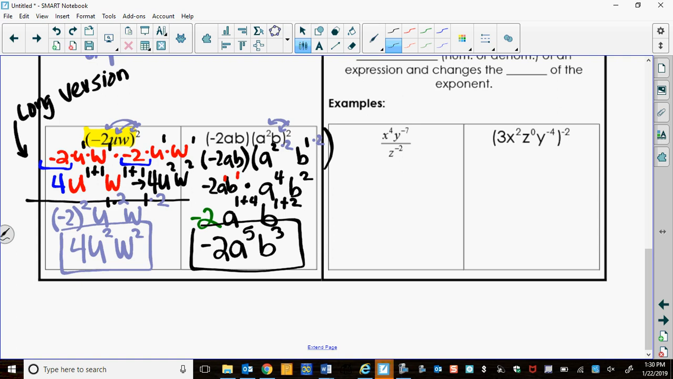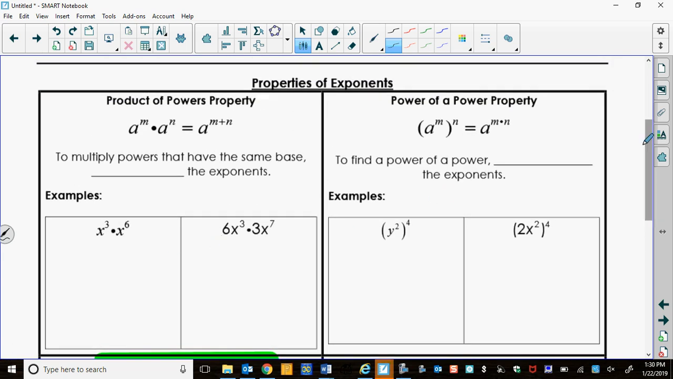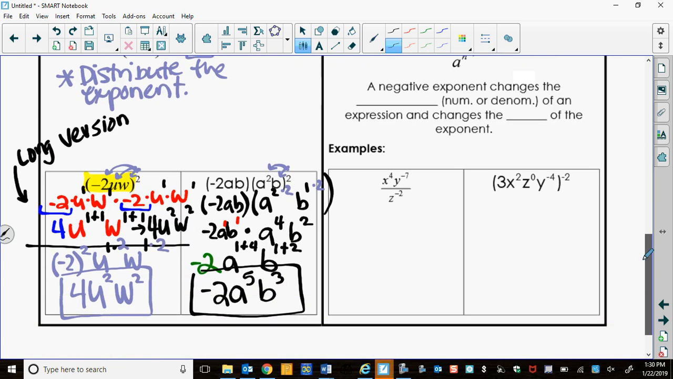Okay, so hopefully this video has explained to you that you will have to use both of these properties that we learned at the top here in order to solve more complicated problems.